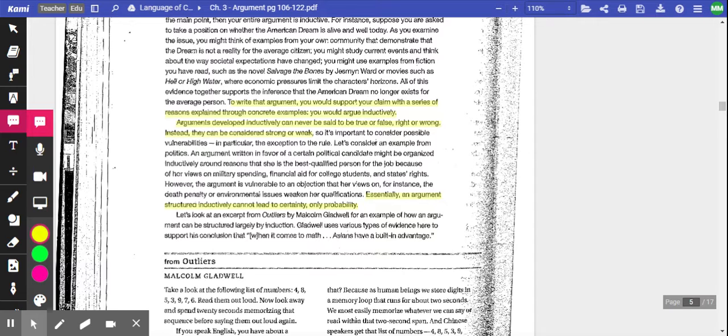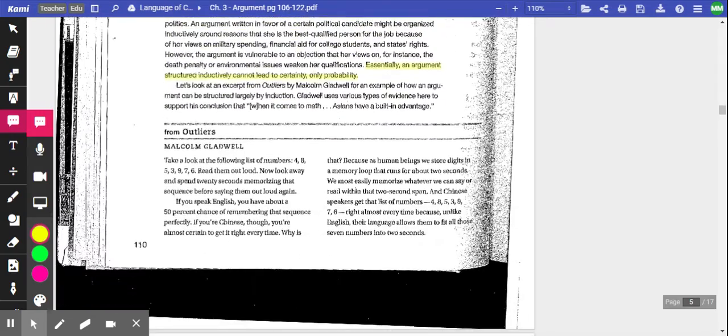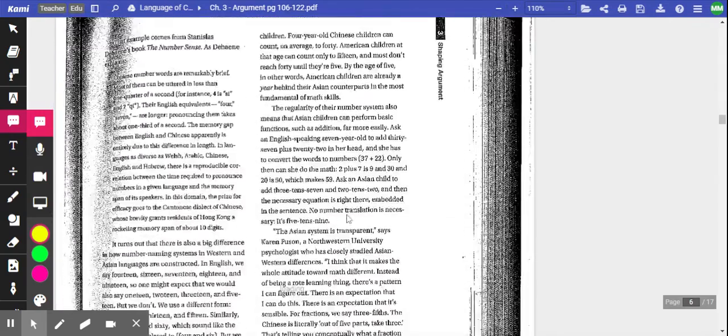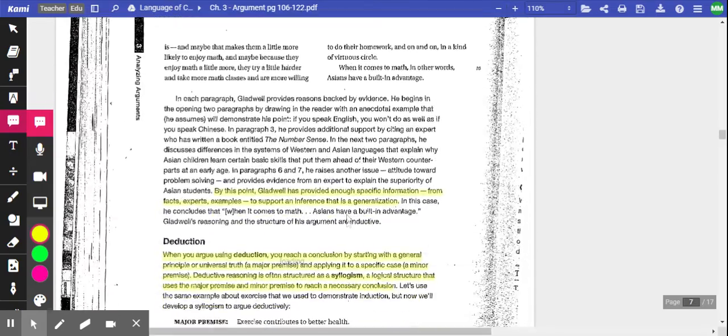Arguments developed inductively can never be said to be true or false, right or wrong. Instead, they can be considered strong or weak. This is an important point that I'll cover some more in a second. Essentially, an argument structured inductively cannot lead to certainty, only probability. Hopefully you read this example of induction in practice. If you didn't, I would pause and reread.